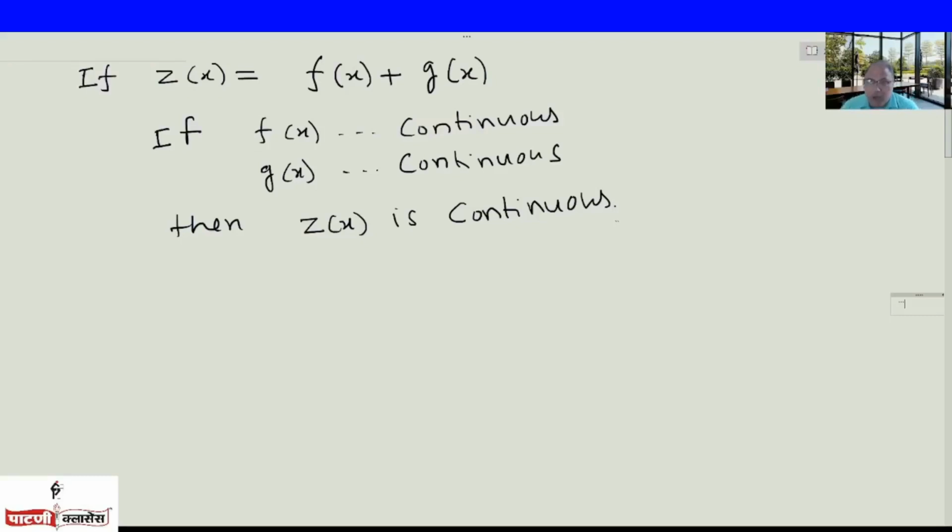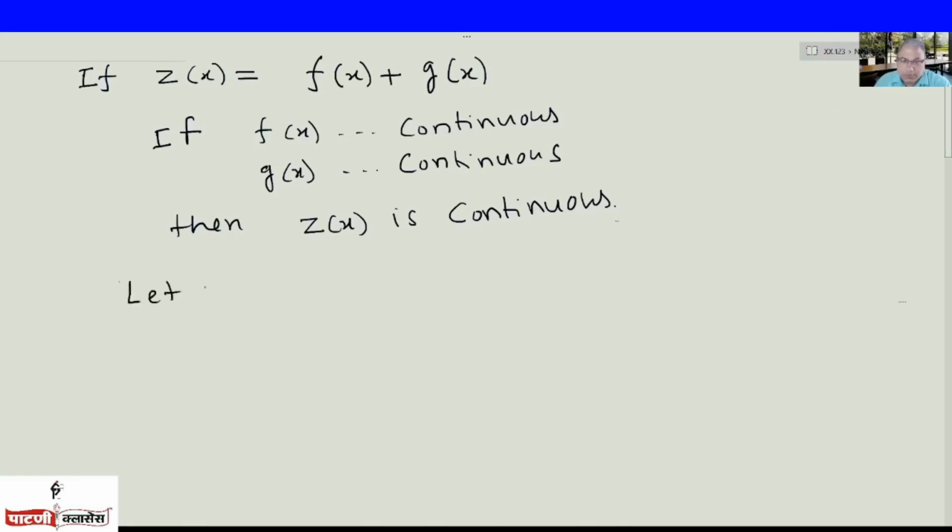If z of x equals f of x plus g of x, and if f of x is a continuous function and g of x is also a continuous function, then z of x, which is nothing but a combination of two continuous functions, is also a continuous function. Let us understand this by taking one example.